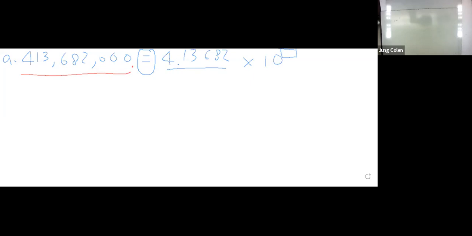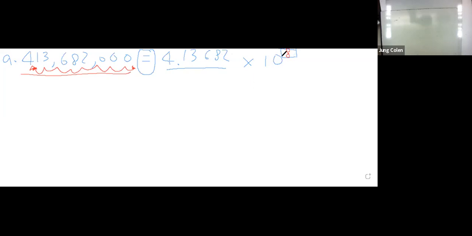So this is 413,682,000. If you move this decimal point all the way to here, let's see how many digits we have moved that decimal point. We have 1, 2, 3, 4, 5, 6, 7, 8. We moved it 8 digits, right? So it's going to be 10 to the 8th power. How do you know it's positive 8, not negative 8? Because we have to make this number really big.